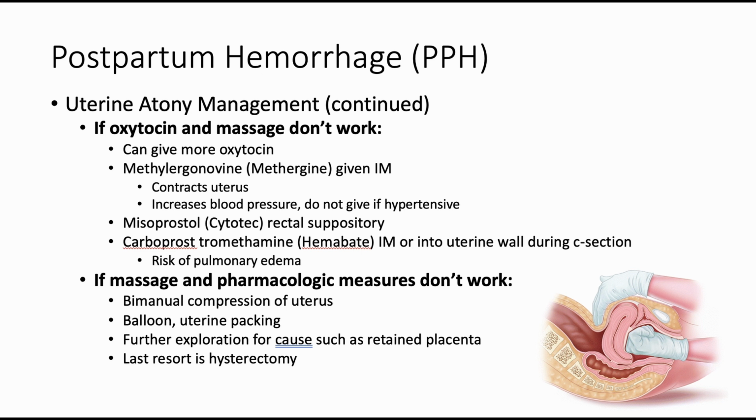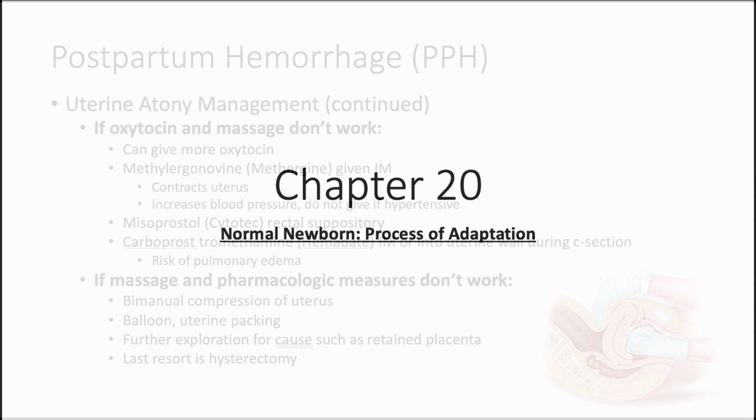The last resort is going to be a hysterectomy, right? If everything we try doesn't work and she's still bleeding, they would have to take the uterus. That does happen sometimes, but that is because we've literally exhausted everything. We've done all the things, and now that's the last resort. So that was atony, one cause. Another cause is trauma.